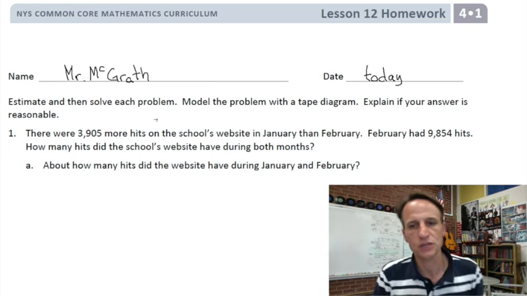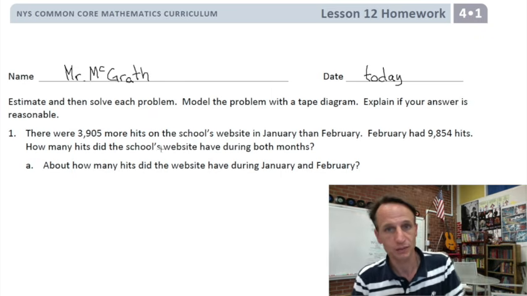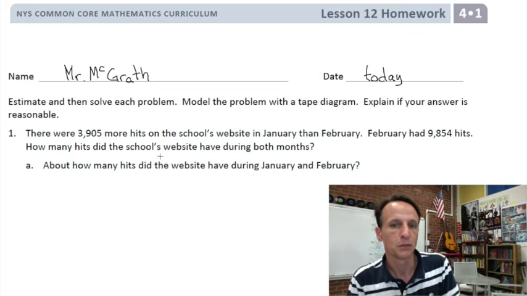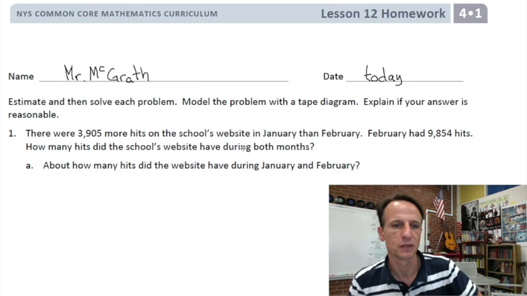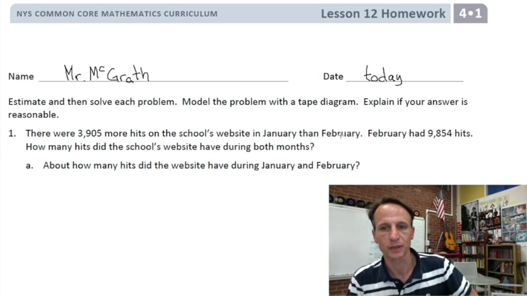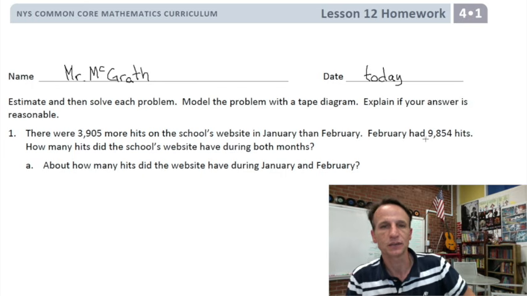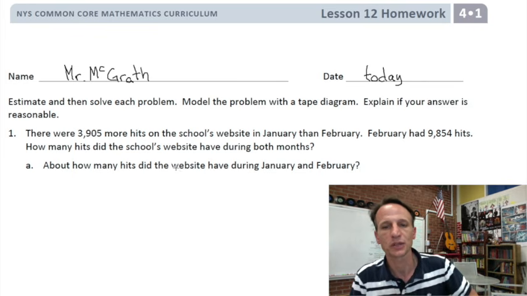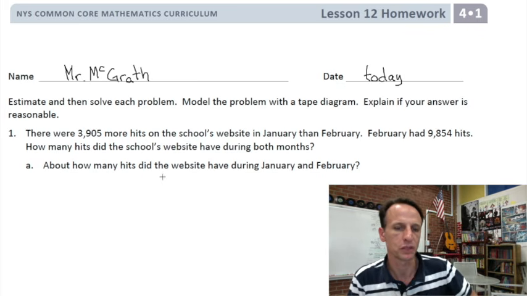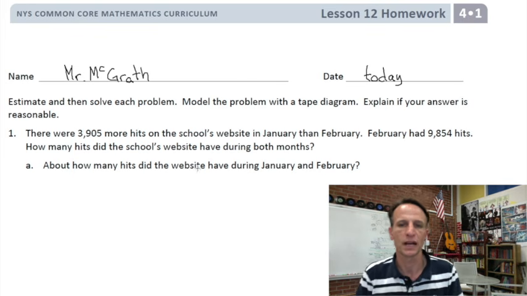Let's read some instructions. It tells us to estimate and then solve each problem. Model the problem with the tape diagram. Explain if your answer is reasonable. All right, so let's see what the question is. There were 3,905 more hits on the school website in January than February. February had 9,854 hits. How many hits did the school's website have during both months? So about how many hits is our first question, to estimate it. Did the website have during January and February?